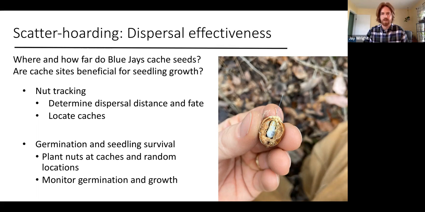But I also want to determine the fate. A lot of times they're not caching the nuts, they're just eating them. So it's important to determine whether the nuts were cached or just eaten. Once I find those caches, I will return to plant viable acorns and chestnuts, because of course the nuts that I've drilled a hole in are no longer going to grow into trees. So I'll go back to those cache sites, plant nuts at the caches and also at random sites, and monitor the germination and growth of those seedlings over the coming months.